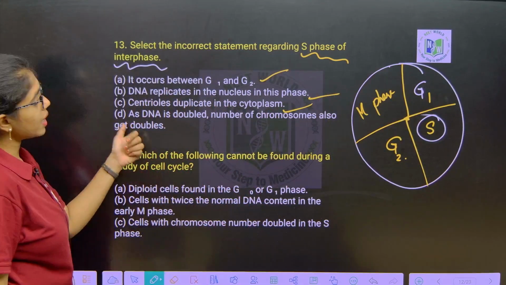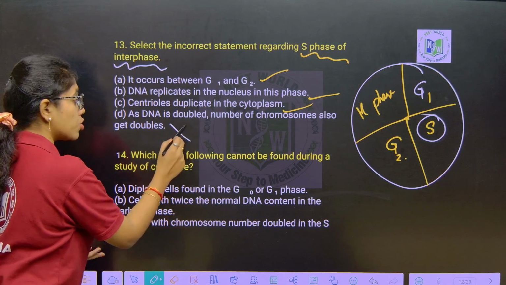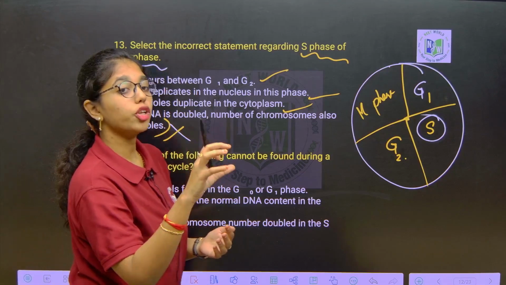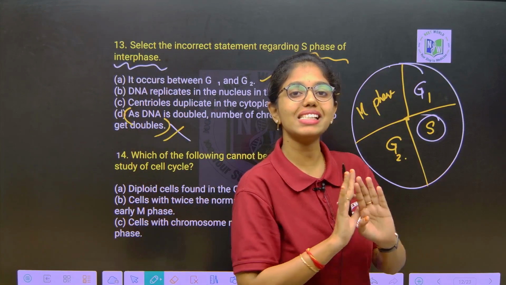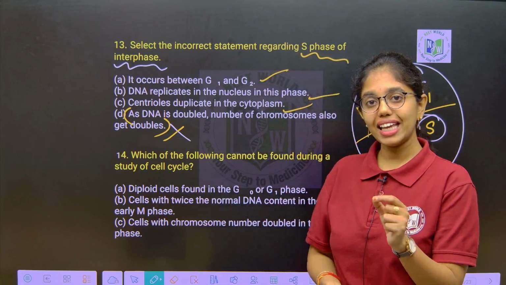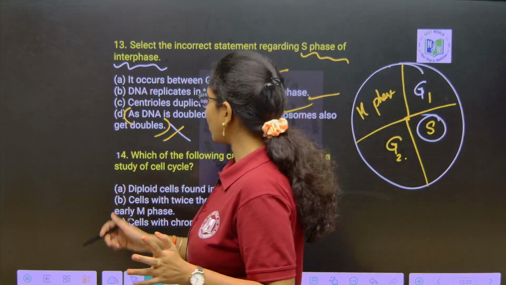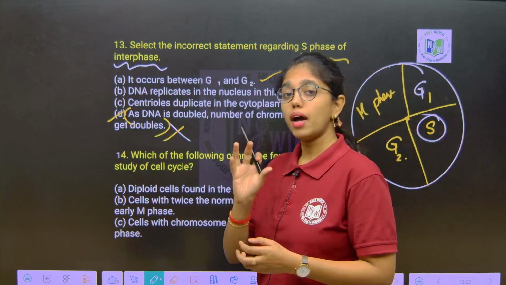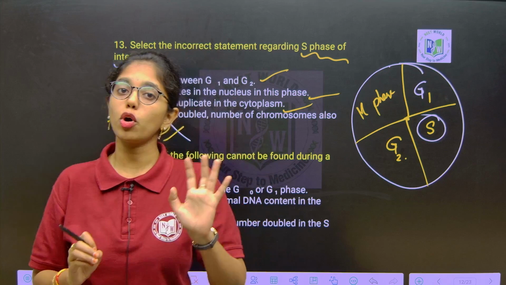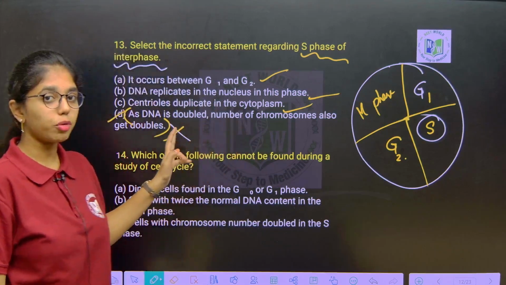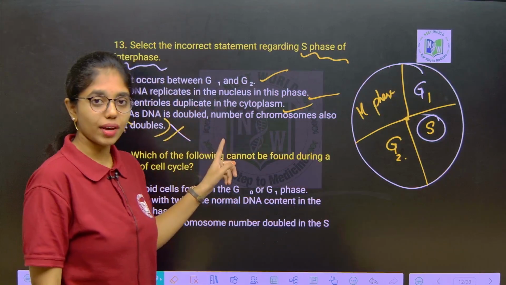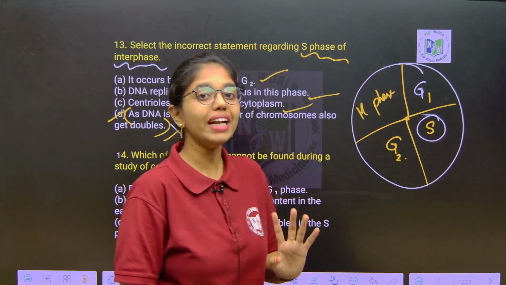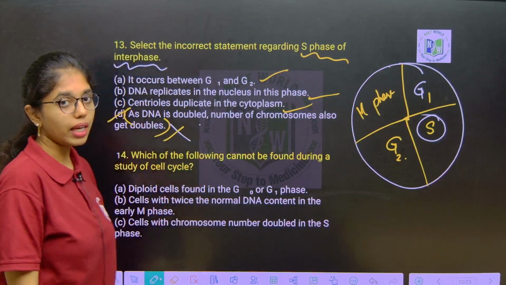As DNA doubles, the number of chromosomes also doubles? Wrong, this is the direct NCERT line. As DNA is getting doubled, the chromosome number is the same in the S phase. DNA only doubles, not the chromosome. The chromosome is visible in the prophase, not in the S phase, so this statement is hypothetical, but it conveys that only DNA is getting duplicated during S phase.